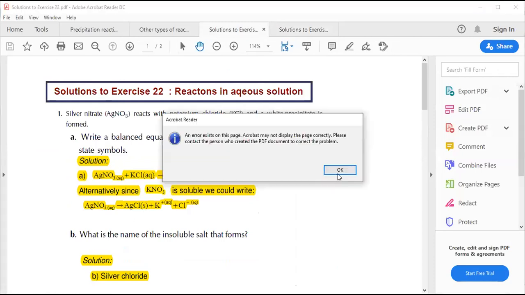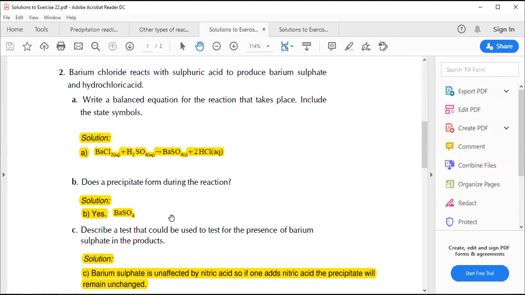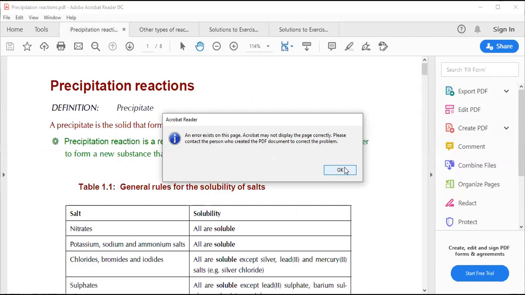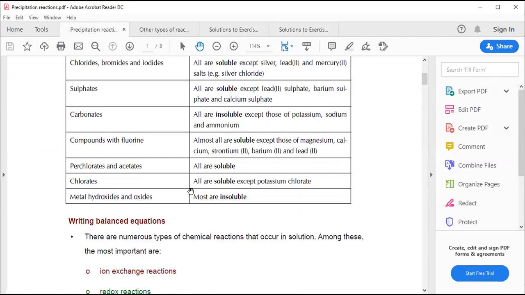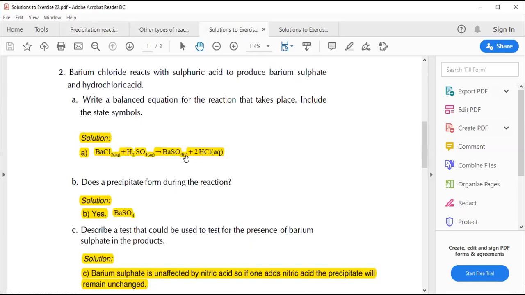So I was here. This is what I have. I wanted to check sulfate, barium. So I'm going to go to my table and check my barium here, sulfate. Sulfates here, all are soluble except lead. If your sulfate is bonded to lead, then it won't be soluble. And barium, it won't be soluble. So in our case, we've got barium, so I'm going to write solid here. That's why it's solid, because it's insoluble.